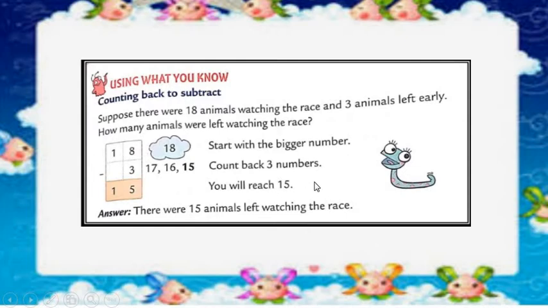Let me explain again. 18 minus 3. Start with the bigger number. Count back 3 numbers. You will reach 15. We can say that there were 15 animals left watching the race.